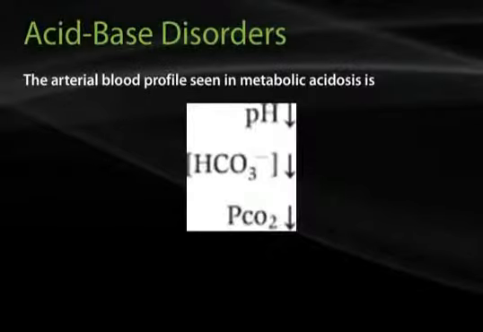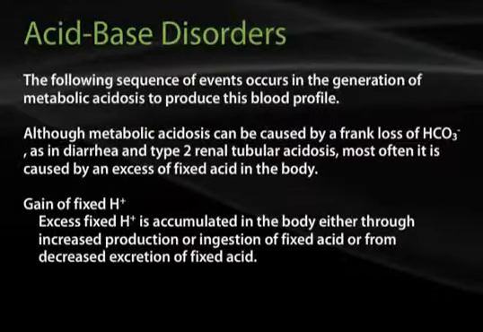The arterial blood profile seen in metabolic acidosis is as follows. The pH is decreased as the free hydrogen concentration is increased. The bicarbonate concentration is decreased, and the respiratory compensation should lead to a decreased PCO2. The following sequence of events occurs in the generation of metabolic acidosis to produce this blood profile.